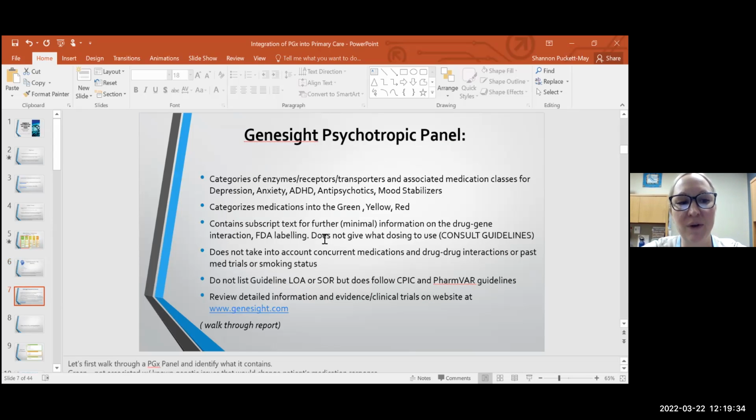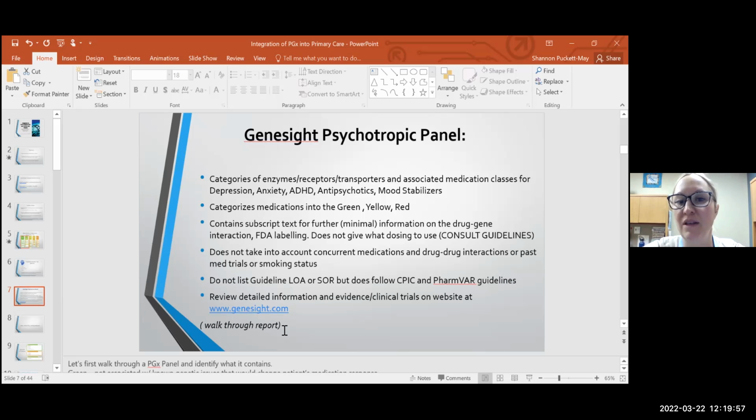So the main panel that we're going to focus on is the GeneSight Psychotropic panel. That's what we'll be offering here at Riverstone. GeneSight categorizes the enzymes, receptors, and transporters with the associated medication classes for major psychiatric conditions. They give you a red, green, or yellow on the medication.